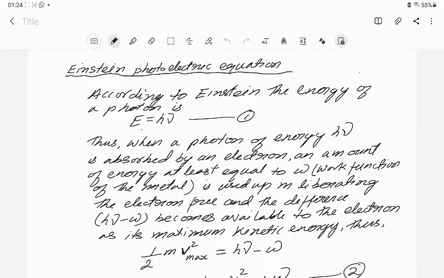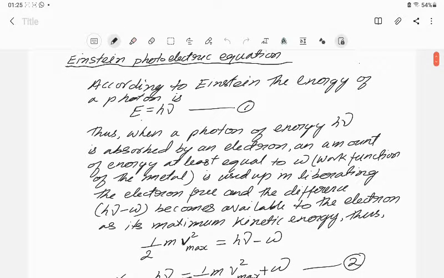Good morning. Today we will study Einstein photoelectric equation. In our previous class we studied what is electron emission, and different types of electron emission like thermionic emission, field emission, secondary emission, and photoelectric emission. This photoelectric emission is related to our topic, so we will study only photoelectric emission.